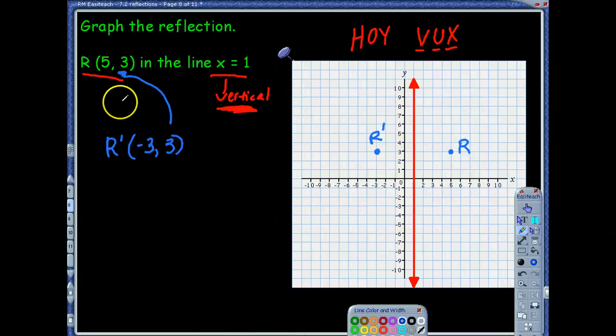But think about it. The x value 5 is 4 away from the 1, which is the x coordinate of that vertical line, and -3 is also 4 away. The distance from here to here is 4. The distance from here to here is 4, because it has to be, that perpendicular bisector idea. Now, one more thing before I move on. When it says to give the image, make sure that you give the name of it and also give us the ordered pair. So get in the habit of doing both of those things.